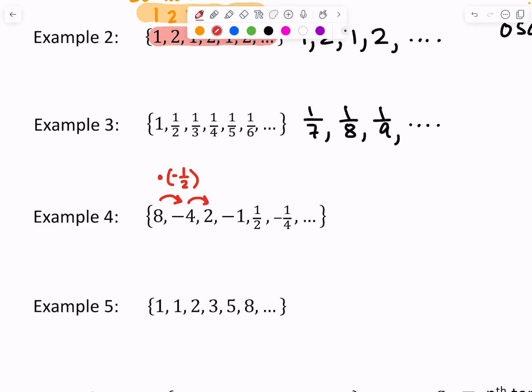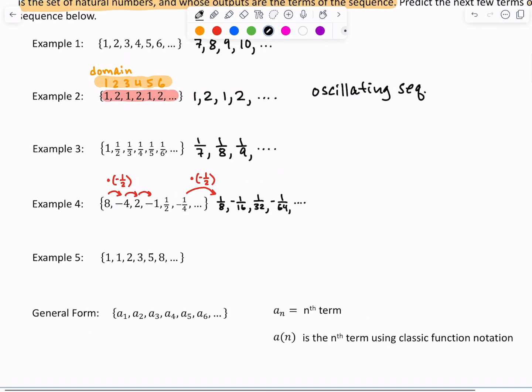-4 times -1/2 is +2. +2 times -1/2 is -1, etc. So continuing this pattern, if we multiply -1 by -1/2, we get +1/2. Multiply by -1/2 again, we get -1/4. So +1/8, and then -1/16, etc. This is known as a geometric sequence, which is a sequence that has a pattern of multiplication by the same number to go from term to term.